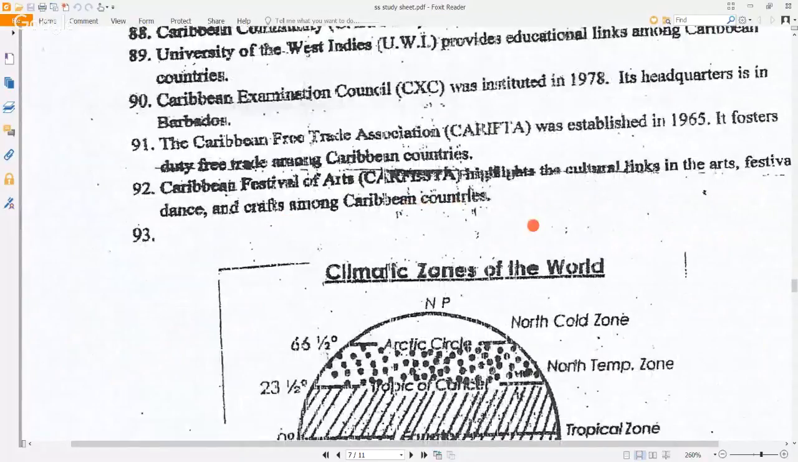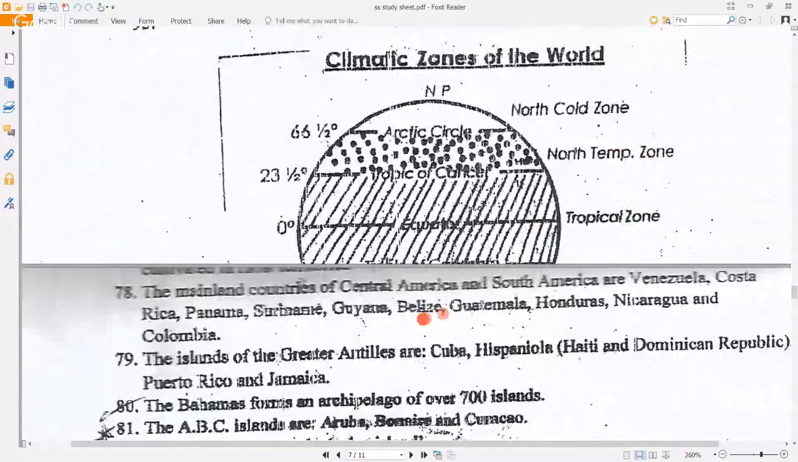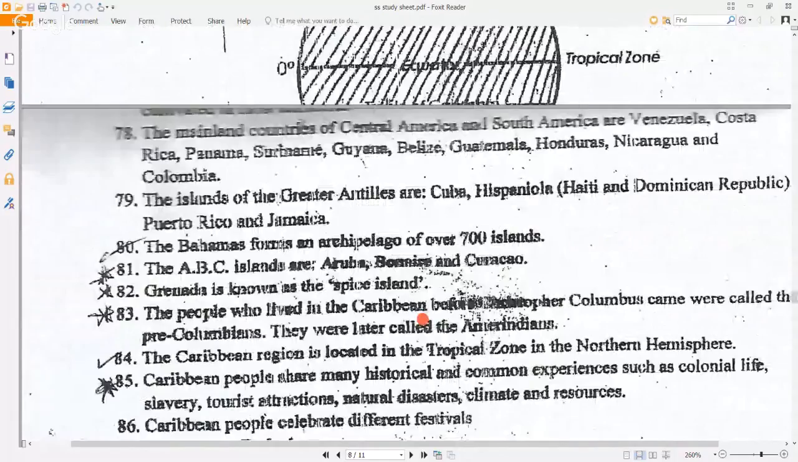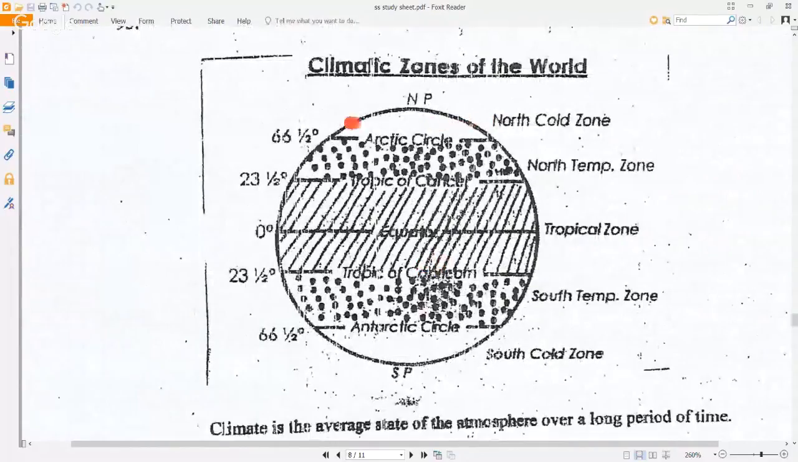Here we have different zones being highlighted. Look at it. We have the north cold zone, so we're going to have a south cold zone. If we have a north temperate zone, we'll have a south temperate zone. If we have the tropical zone section above the equator, so north tropical, we are also going to have a section that is south tropical.